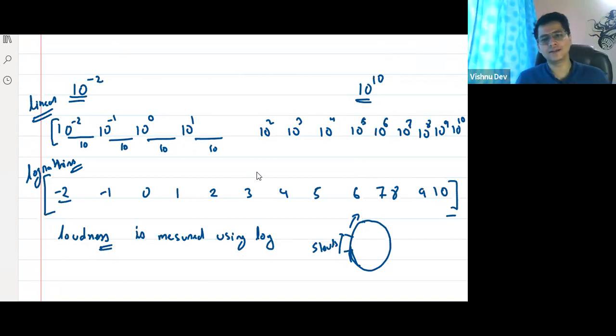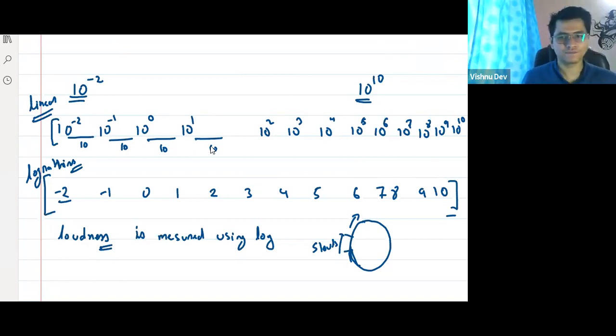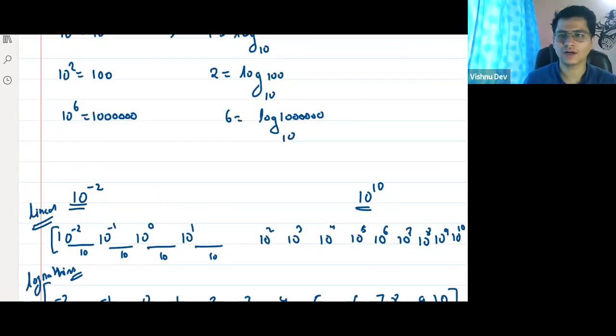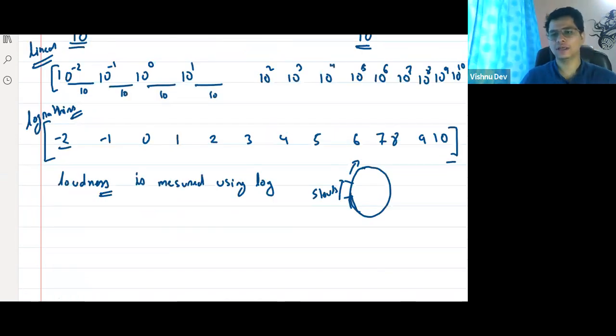Fan regulators, yes, it might be not logarithmic but it might be linear, non-linear. Okay, everyone understood this? Yes, sir. So again, it is the usage where it is used.